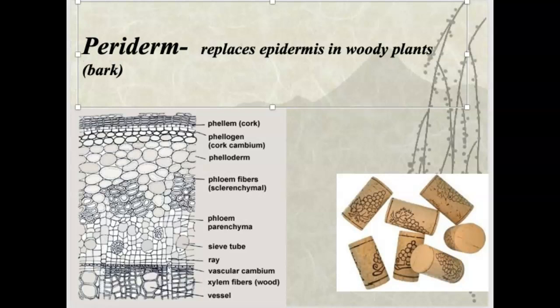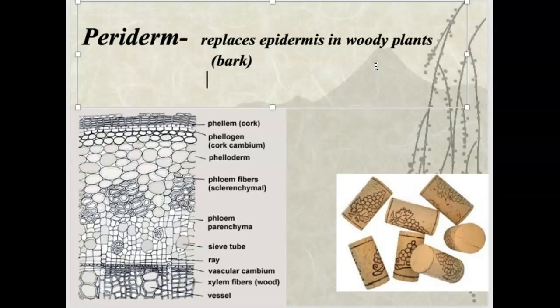Okay, so if you went out, grabbed a twig or a branch or something that had bark on it, rub it, feel it. You're feeling the periderm. Epidermis is primarily associated with herbaceous plants. Periderm is what we're going to talk about with the woody plants. And what we'll see is underneath that layer of bark, that superficial layer, will be these things called cork cells.